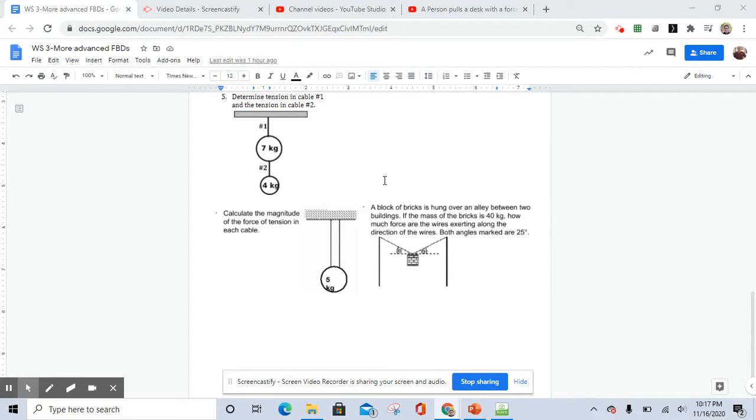All right, so this problem, we're going to do this one here where you've got these bricks and they're 40 kilograms. You've got these wires, and we want to know how much force the wires are exerting along the direction of the wires. So we're looking for a tension force here. We know the angle is 25 degrees. So first thing we'll do is do a free body diagram.